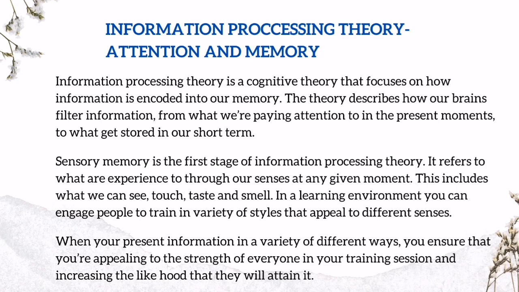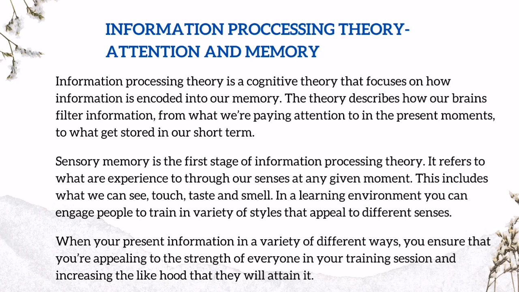Information processing theory, or attention and memory. Information processing theory is a cognitive theory that focuses on how information is encoded into our memory. The theory describes how our brains filter information, from what we're paying attention to in the present moment to what gets stored in our short-term or working memory, and ultimately into long-term memory.